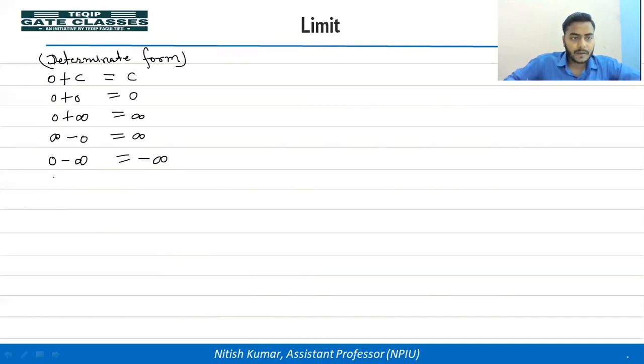Now 0 into 0, infinity plus c. When you are adding a constant number to infinity, what will happen? It will become a large number. So a large number can also be represented by this infinity.